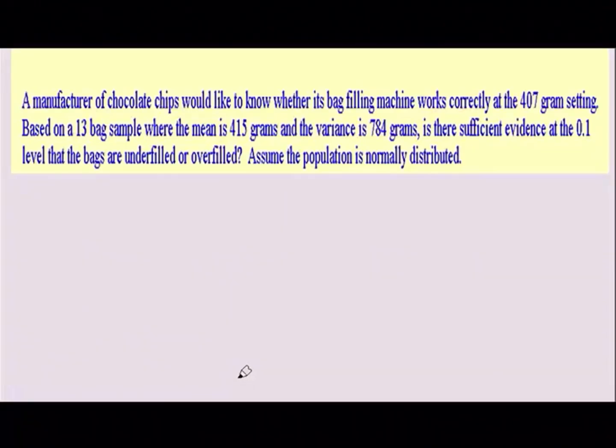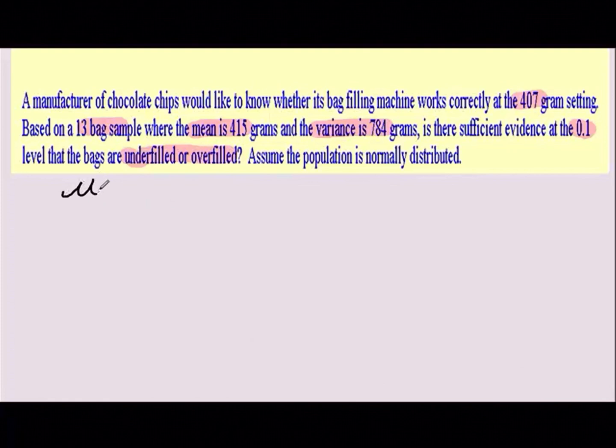A manufacturer of chocolate chips would like to know whether its bag filling machine works correctly at the 407 gram setting. Based on a 13 bag sample, where the mean of that sample is 415 grams, the variance is 784 grams. Is there sufficient evidence at the 0.1 level that the bags are underfilled or overfilled? Assume the population is normally distributed. Important pieces of information are highlighted for you.